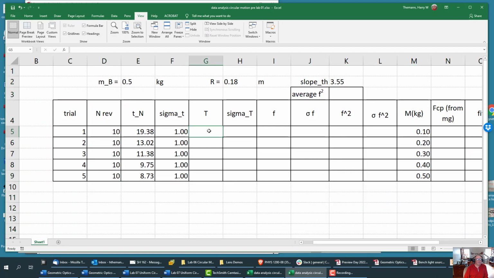Okay, so this is the easy part. This equals the time for 10 divided by 10, or the number of revolutions. I didn't just type in 10. This way, if I use 5 revolutions and 10 in the next one, I just type in how many I used. And the plus minus then, or sigma, is just equal to the sigma of the total time divided by the number of revolutions again. So now we have our periods for the different f centripetals.